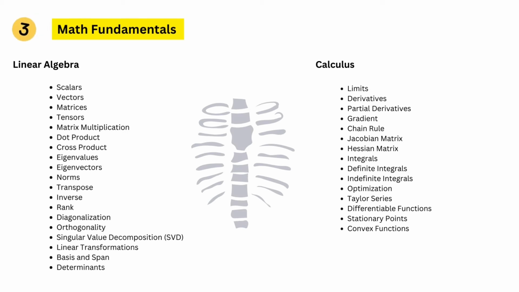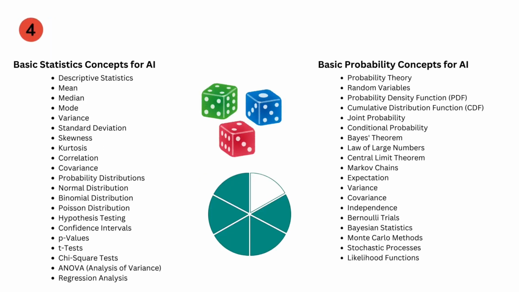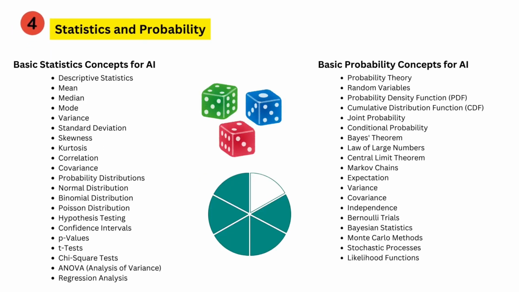Math is the backbone of AI. Key areas include linear algebra and calculus, which help in understanding the algorithms behind machine learning models. Statistics and probability are essential for data analysis and understanding data distributions, which are critical in training machine learning models.